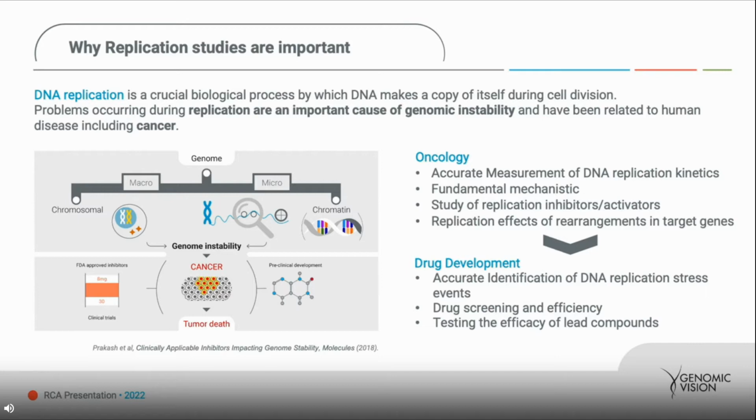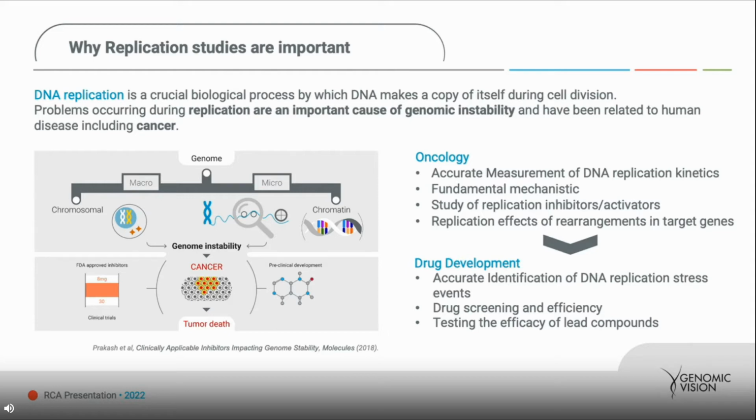Since DNA replication happens at a really early stage of the cell cycle, you can imagine that any problem occurring at the replication level, whether this is a stop in the replication or a modification of the replication kinetics, will have an important impact on genome stability, and this has been shown in numerous scientific papers as related to human diseases, including cancer.